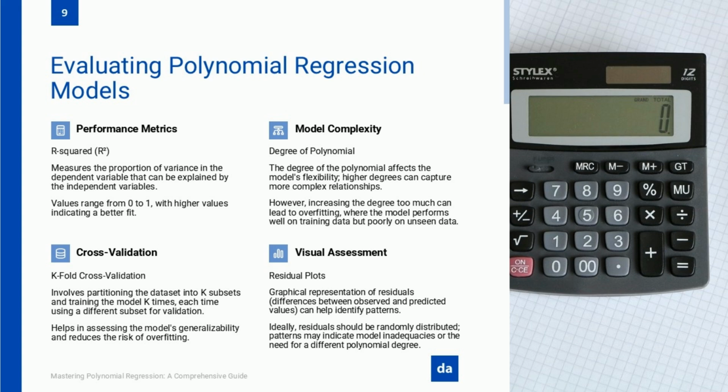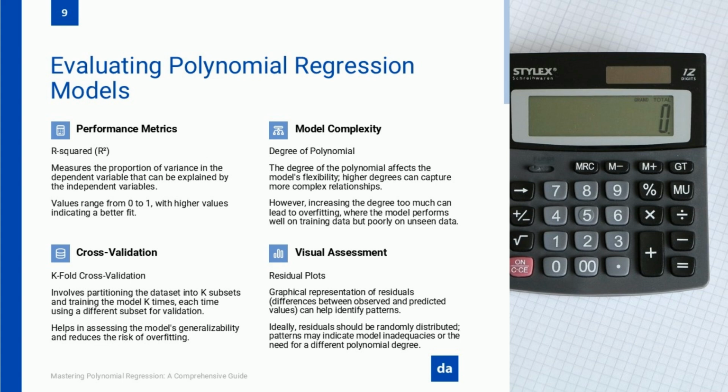Evaluating a polynomial regression model is essential to ensure it makes accurate and reliable predictions. A model that performs well on training data but poorly on new data is not useful. To determine how well the model fits the data, several performance metrics and validation techniques are used. The goal of model evaluation is to find the balance between complexity and generalization, ensuring the model does not underfit or overfit.